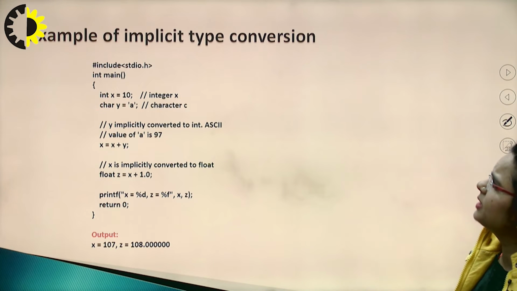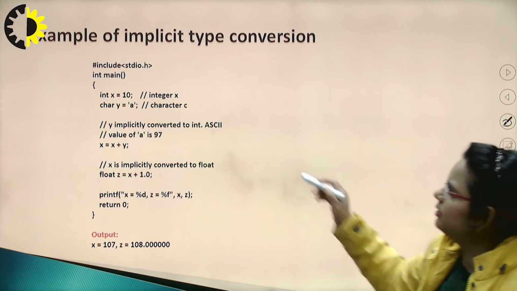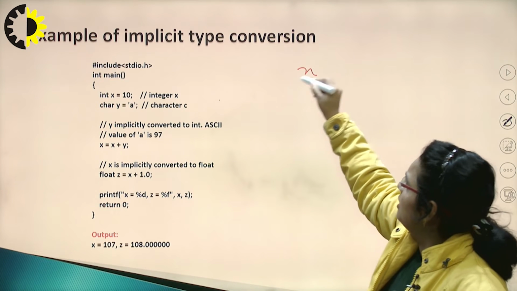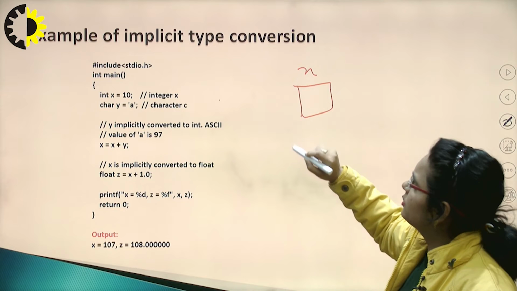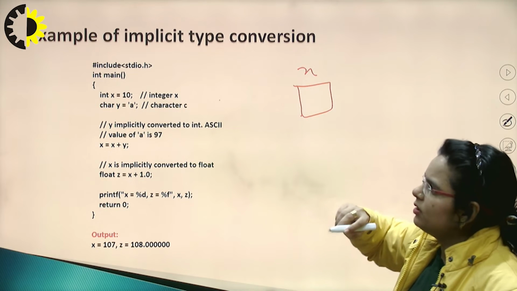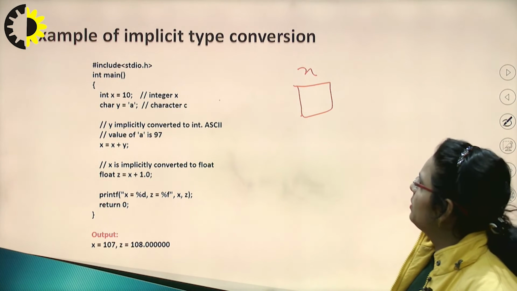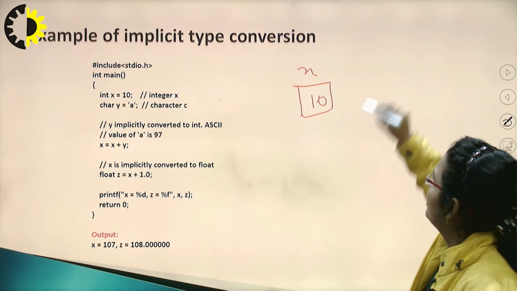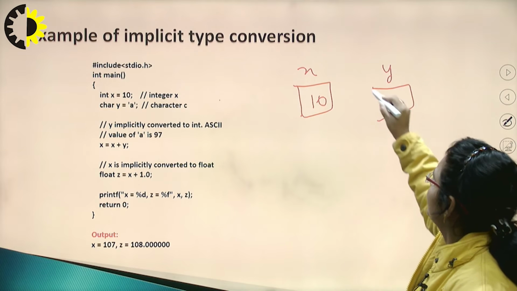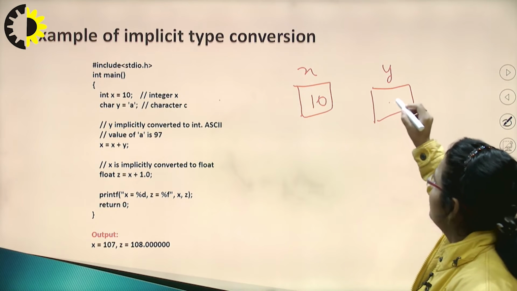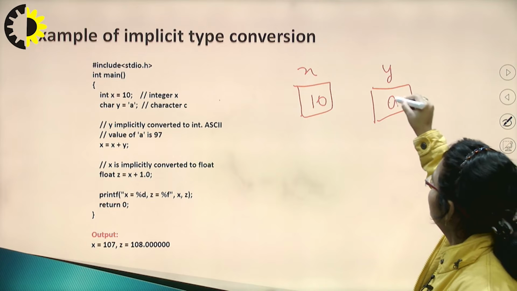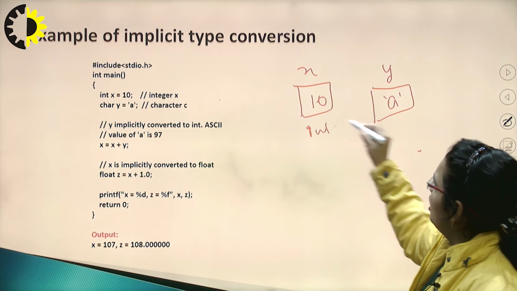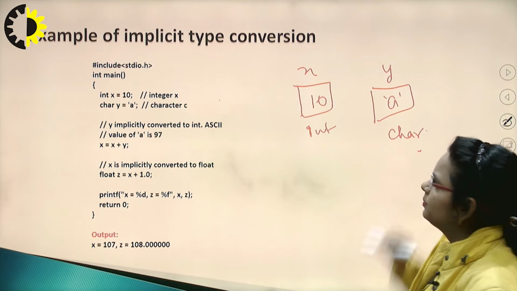So in implicit type conversion, let us see, we have a variable x, int x. The compiler would create a memory block naming it x, and it has a value assigned as 10, and another variable of character type, y, which internally has a value 'a'. So this is of integer type, and this is of character type variable.